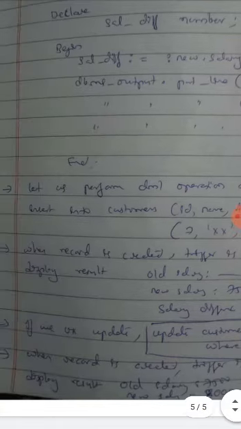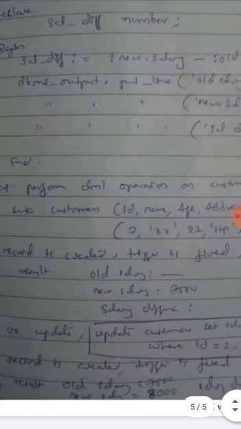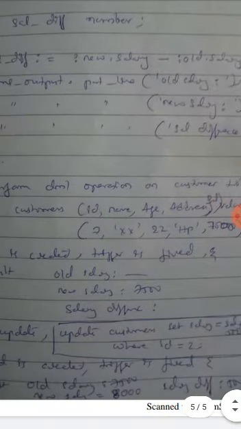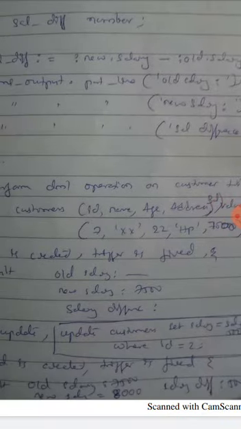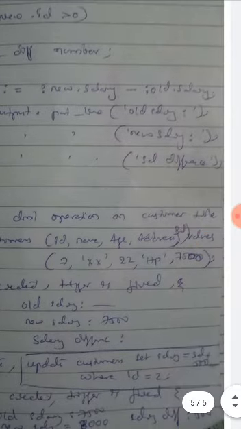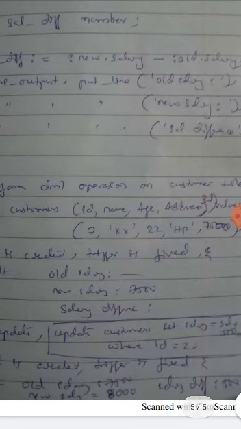So when this statement is executed, the trigger is automatically fired. What is the old salary? 7500. What is the new salary? It is adding 500 to the salary, that is 8000. So it is going to subtract. Salary difference means new salary minus old salary. So 8000 minus 7500, the salary difference will be 500.